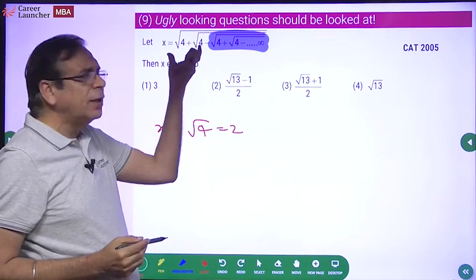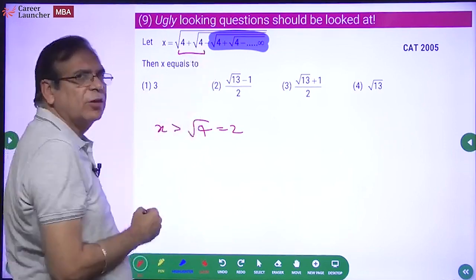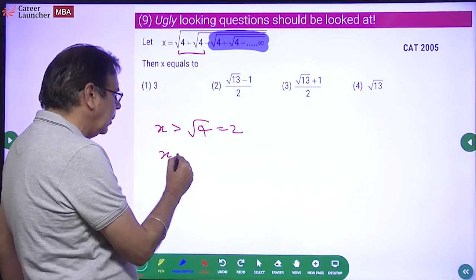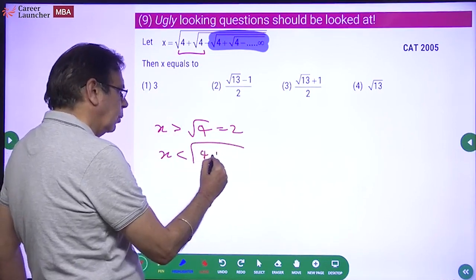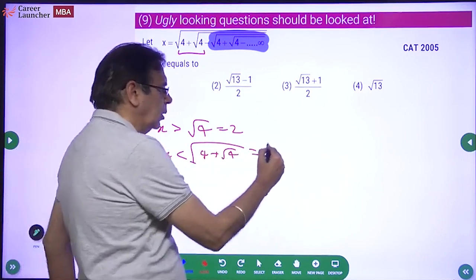Now, what do we have here? Can I not say after this, something is getting subtracted? So this is the maximum value of this expression. So I can say X should be less than under root 4 plus under root 4. How much is this? Under root 6.